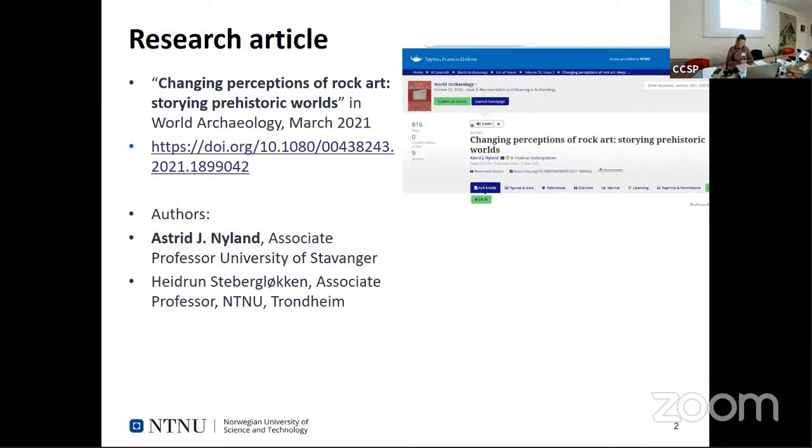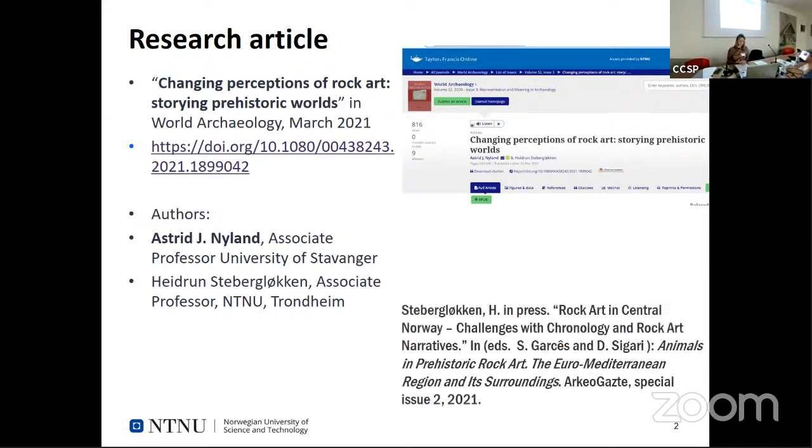This presentation today is based on an article which was published in March this year, and Astrid Nyland was the lead author of this article. And we wanted to look further into an area of research that we both find very fascinating, the temporality and changeability of rock art. So today I want to present and discuss some of our results from our collaboration. And I also have an article coming up, perhaps next month, I hope, which is dealing with related themes as well.